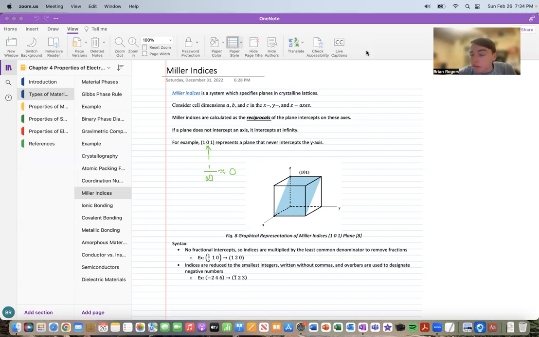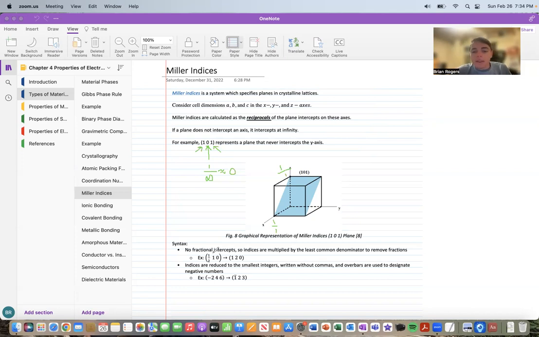And what we're going to see here is the ones. Basically, that is because it actually intercepted at the point. This was when x equals 1, and this was when z equals 1. So 1 over 1, if you take the reciprocal of that, you just get 1 here. 1 over 1 for this point, so the reciprocal would be 1 over 1. That's how we got the x and z Miller indices here.